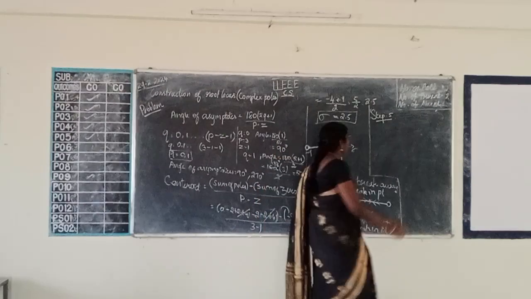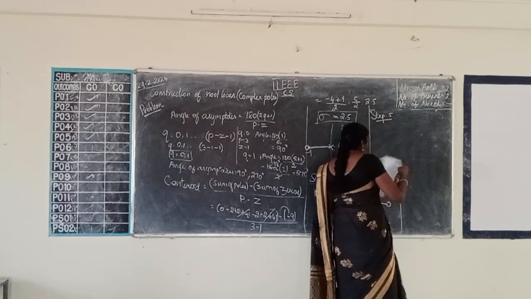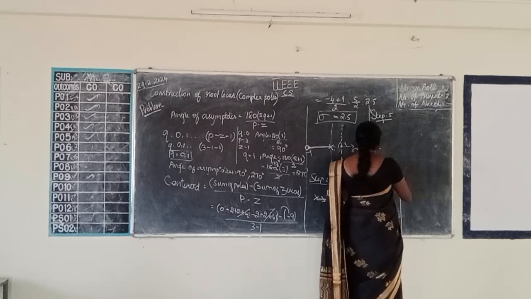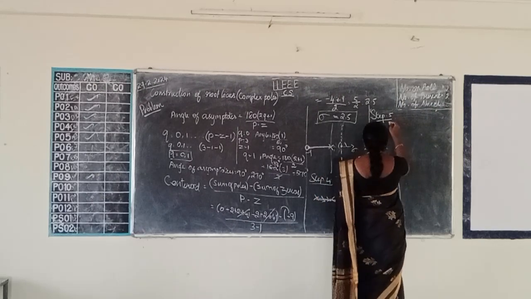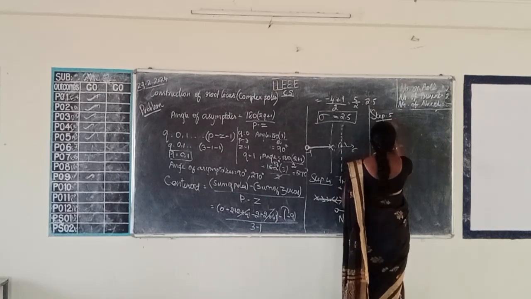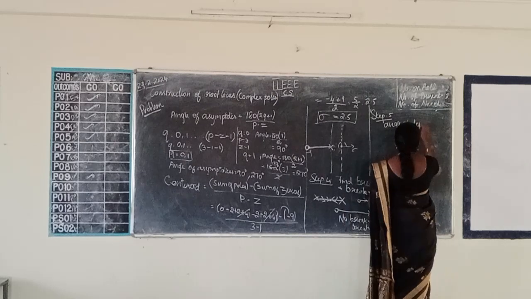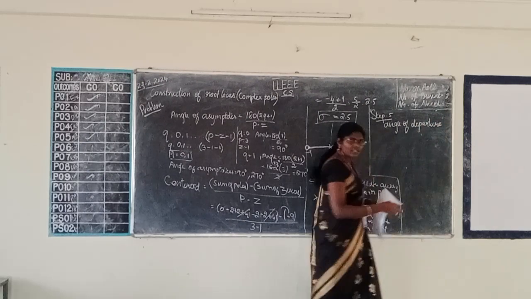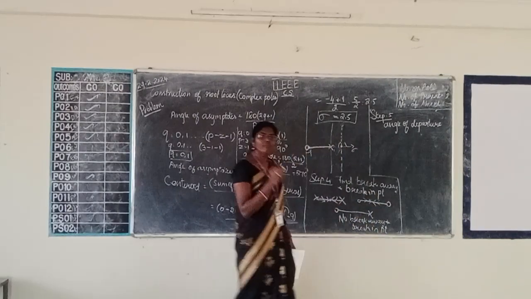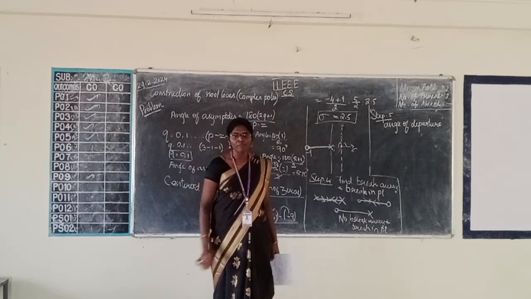For that, what we are going to calculate is the angle of departure. What does departure mean? The starting place. So where the root locus is going to start, that we are going to find out.